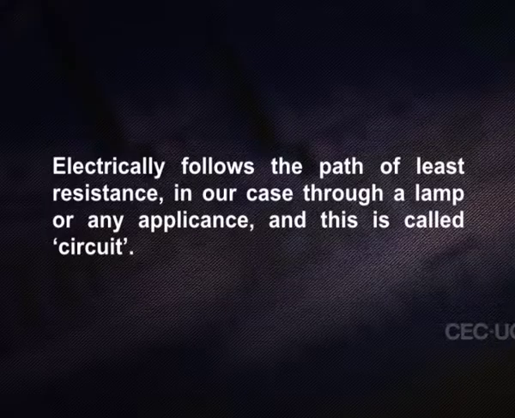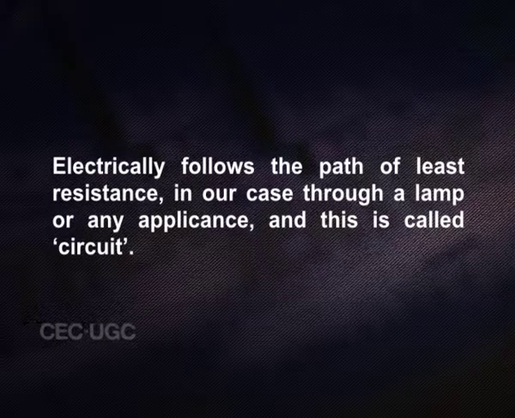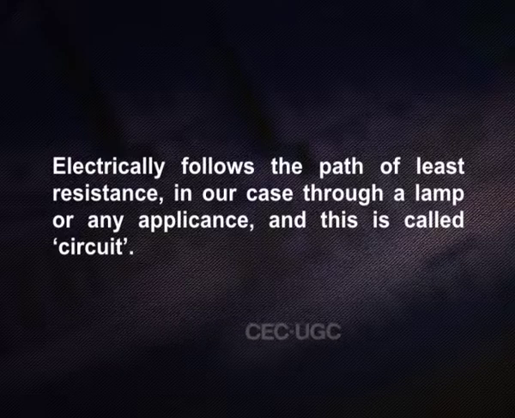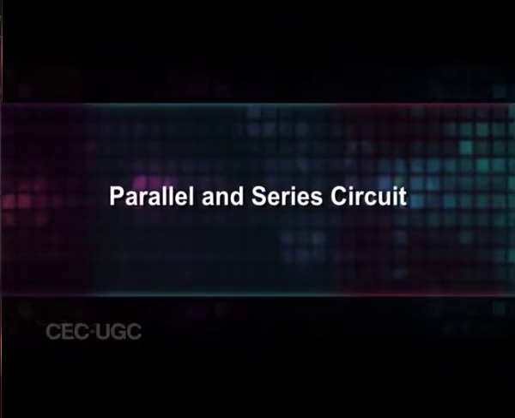Current is carried from the source of supply to the equipment through the positive wire and returns to the source by the negative wire. When the current flows through the wires of a piece of equipment, it is said to be in a complete circuit. In order to have a complete circuit, it is absolutely necessary that the equipment is connected to both the wires so that the electricity flows through it. Electricity follows the path of least resistance, in our case through a lamp or any appliance, and this is called circuit.